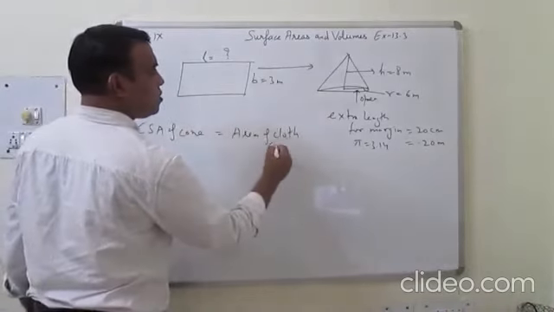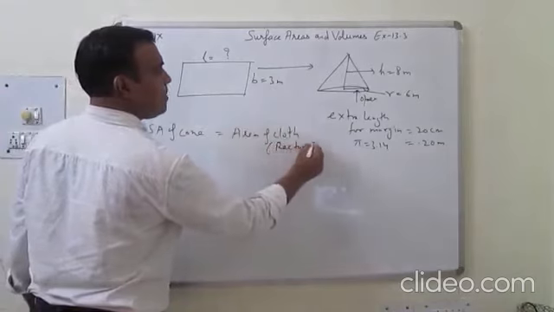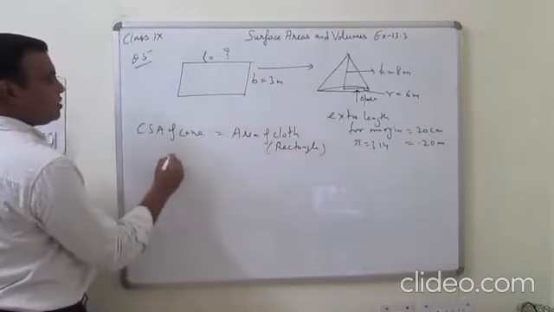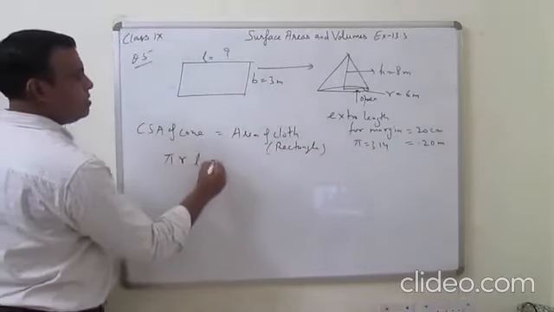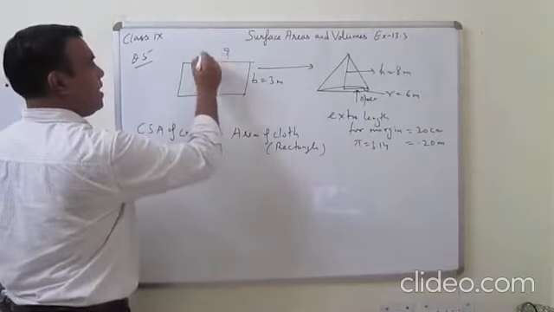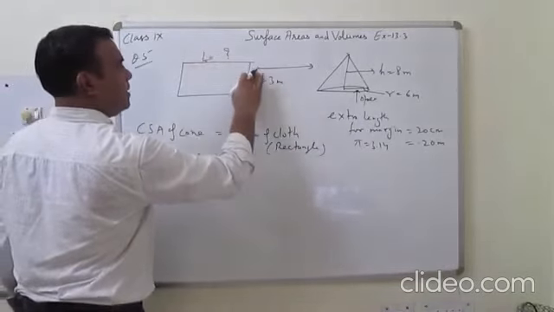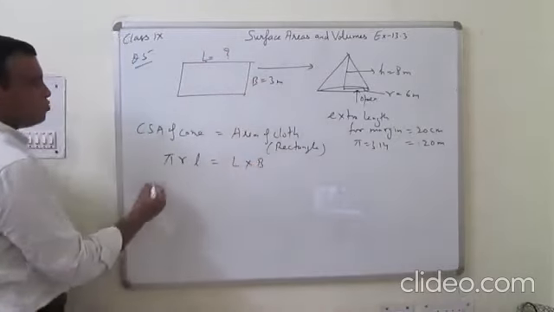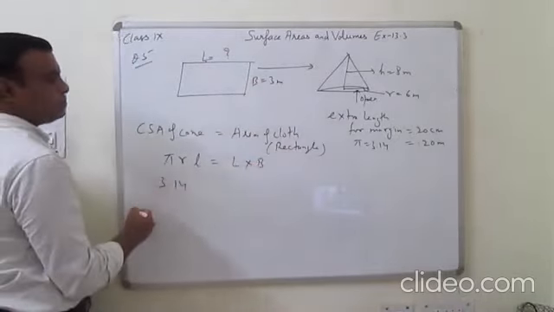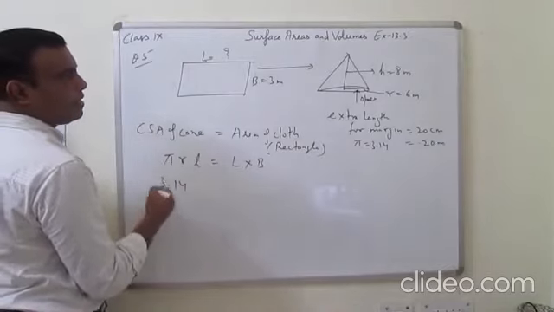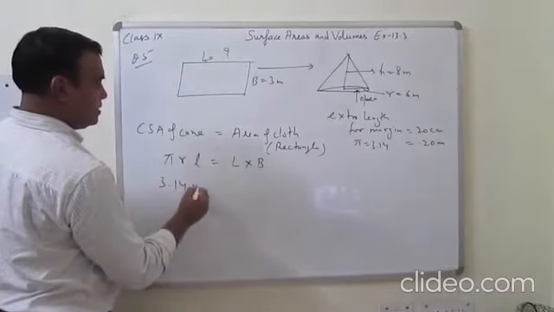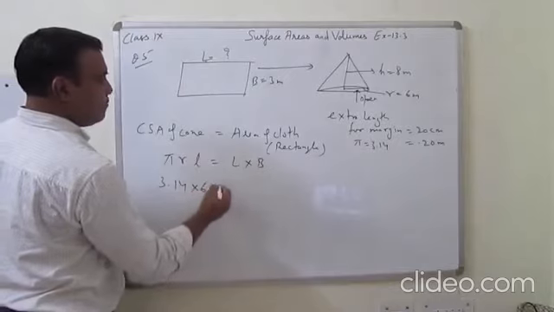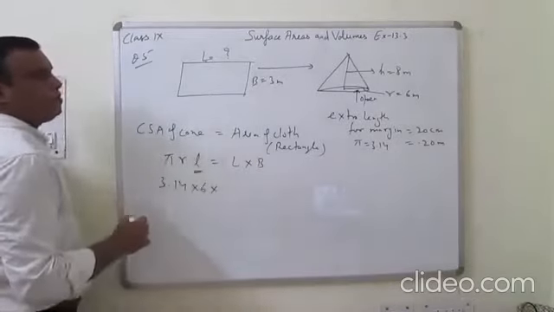ये area of cloth किस शेप में? रेक्टेंगल शेप में. So CSA of cone is pi RL, and length you take capital L and breadth you take capital B. So it is length into breadth. Now putting the values, pi is 3.14. Radius is 6. Length we have to find out.